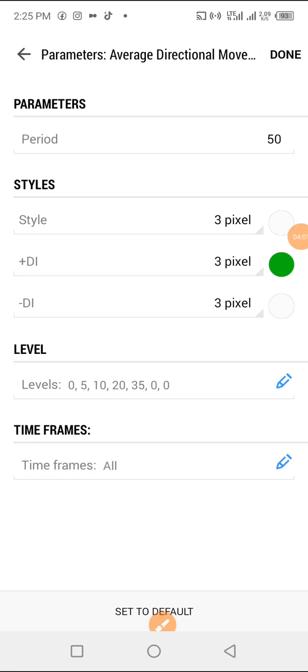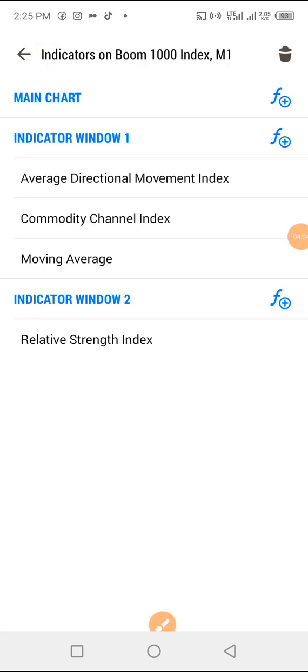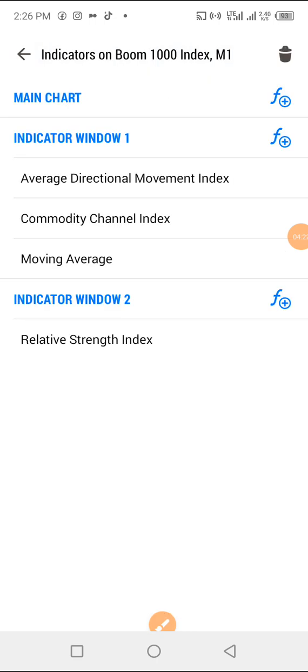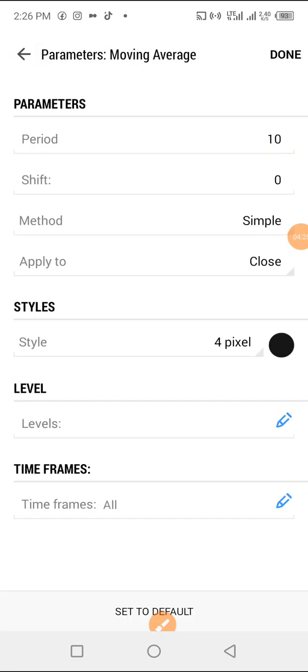Then let's move to the other indicator. Still on window 1, we have the commodity channel index, which is the CCI. You see the setup, no level, just leave the level, period 14, apply to typical price, then use 3 pixel, any color of your choice. Lastly, on that window 1, we have the moving average, then simple close, use any color of your choice.